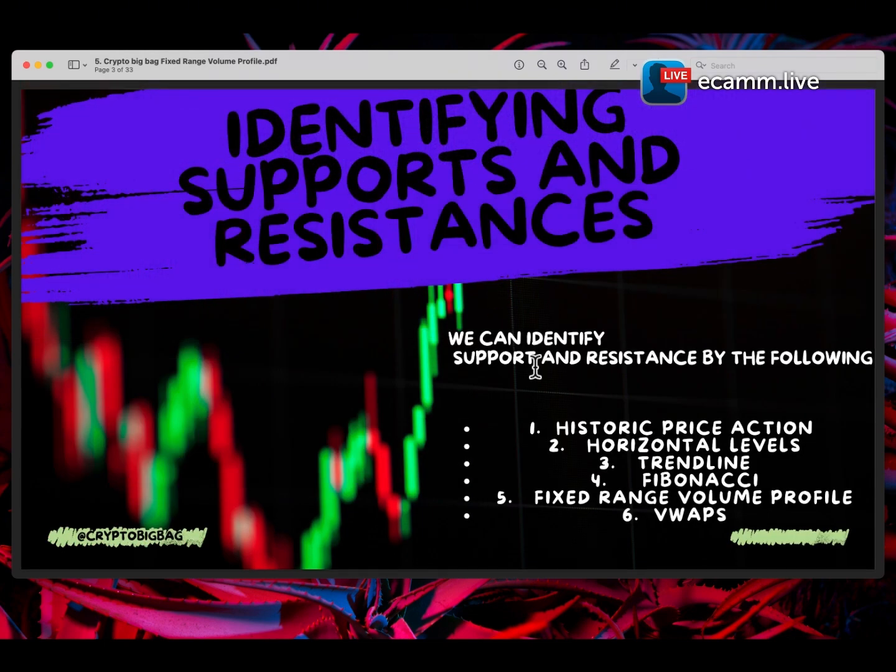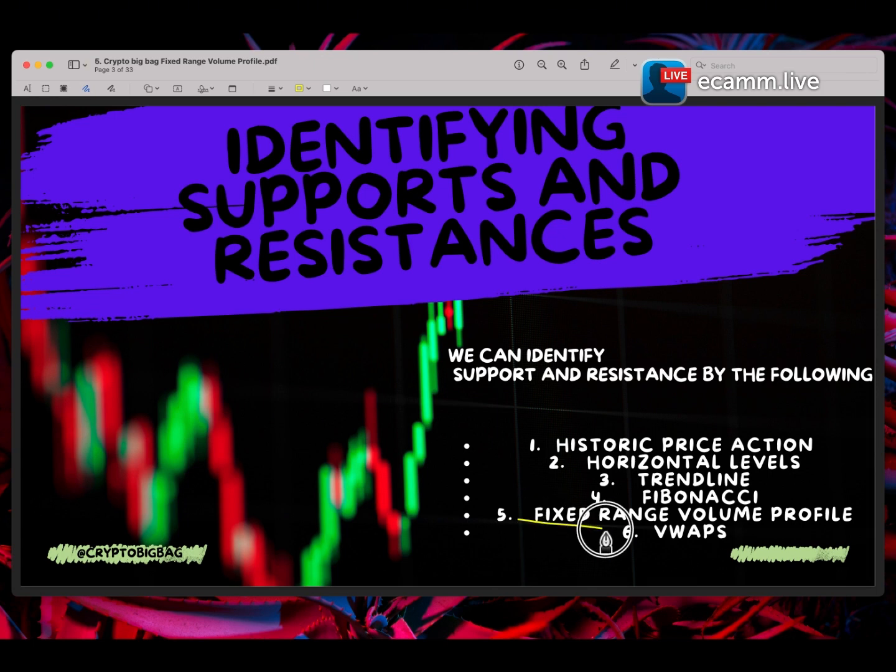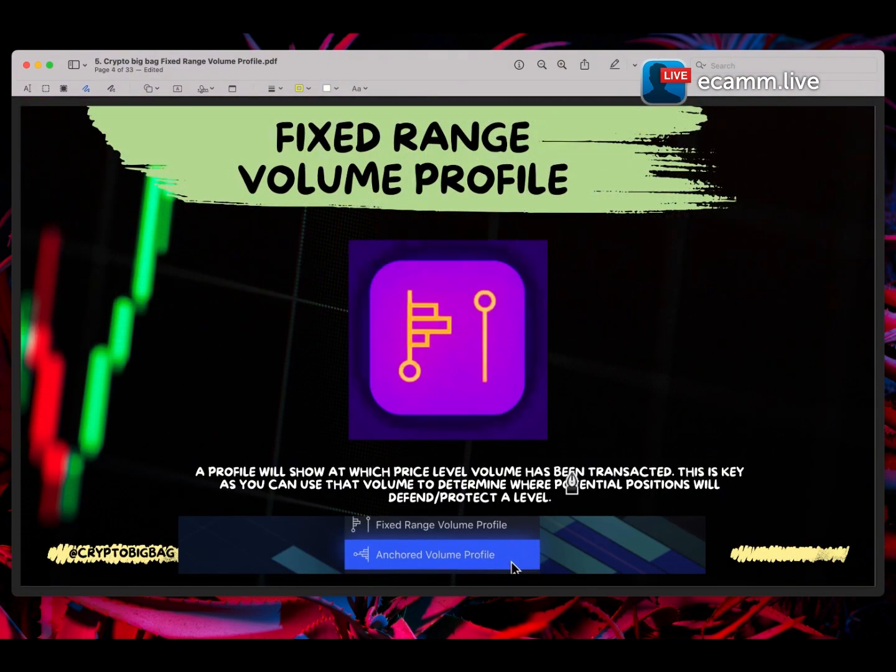So let's dive into it. Identifying support and resistance using fixed range volume profile. Here we go. Fixed range, right? This is how it looks like. It's a profile that will show you which price level has the most volume and where volume has been transacted.